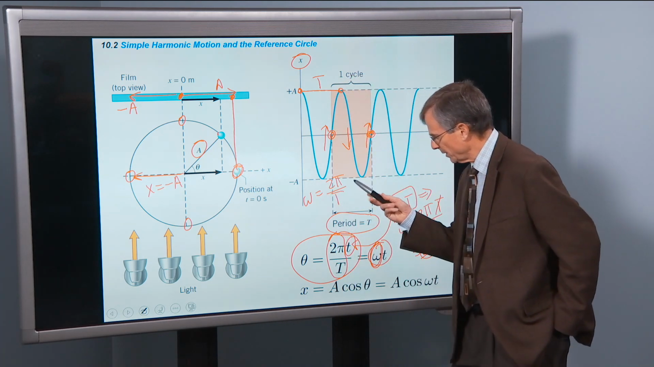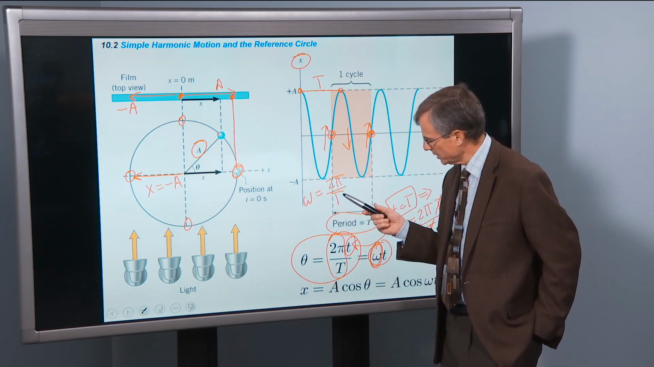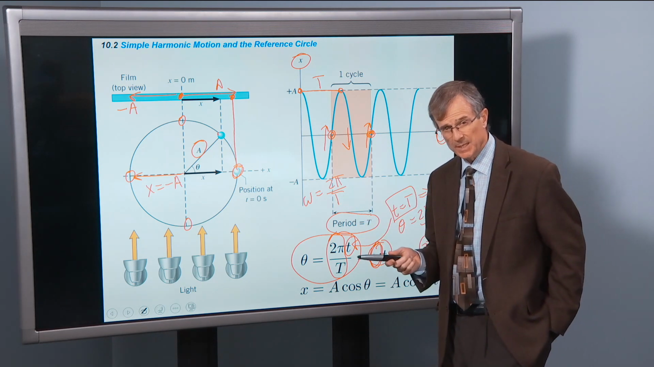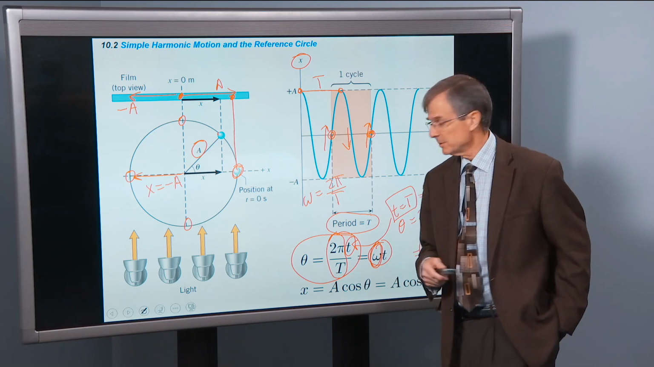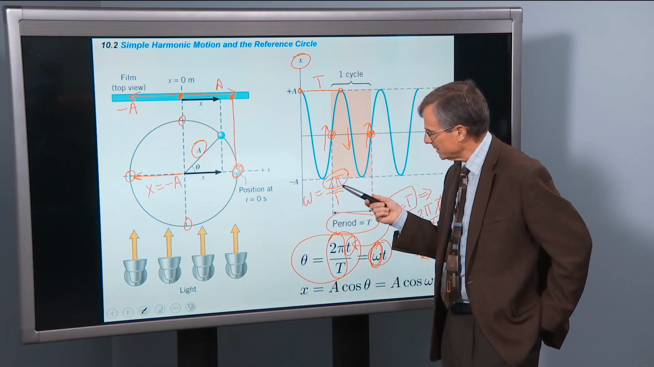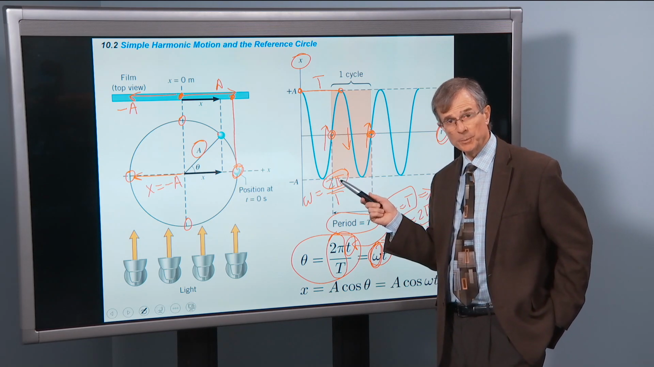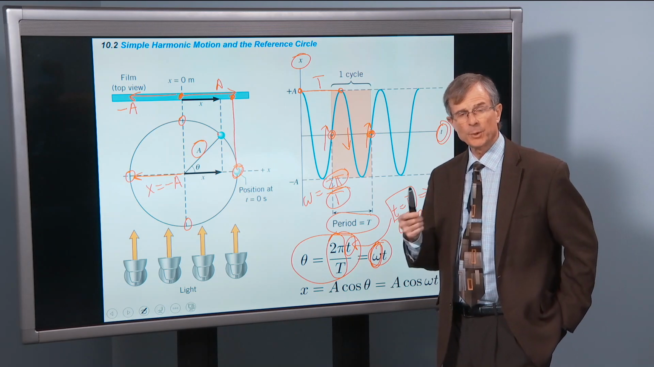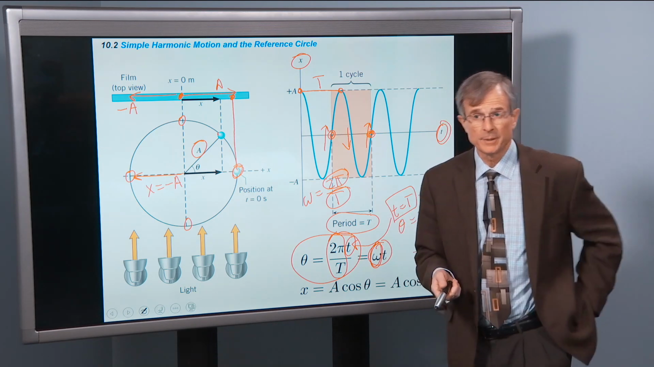And if you're confused about how that relationship works, just remember that omega is like an angular speed, but in this case, it's an angular frequency. It's measured in radians, and for a complete circle, it's 2 pi radians, divided by a time, and for a complete circle, the time is the period.